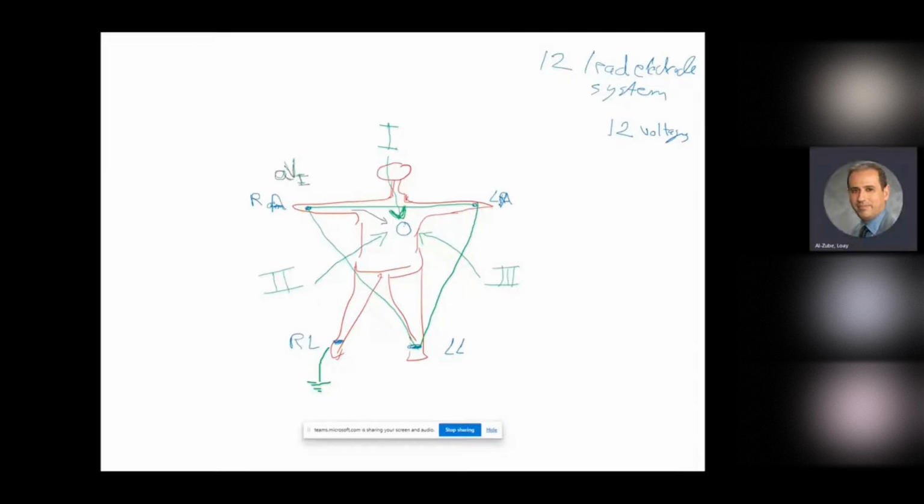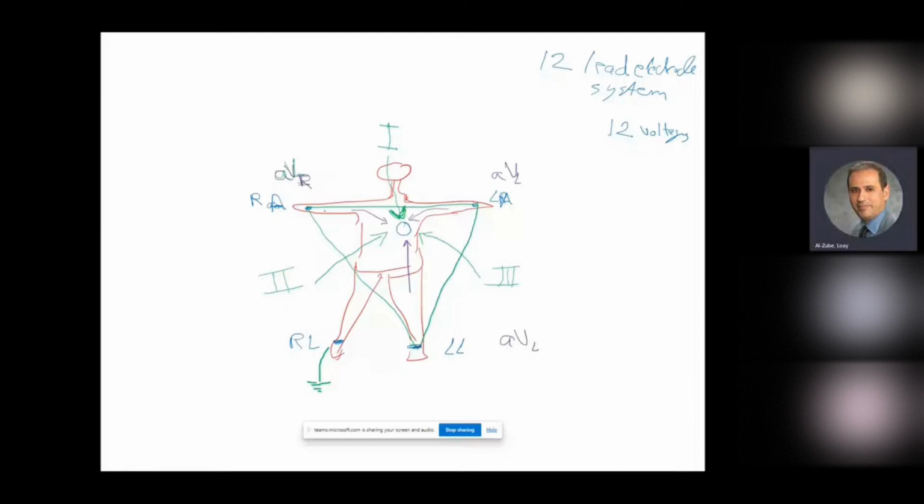Also, we're looking from the left arm, and again, it's far away from the heart, and we need to make sure that we augment it. So we multiply it with a value using the operational amplifier, and I'm looking at the heart from this location, and that's called AVL. You can say AV left, augmented voltage from the left, and the same thing happens here, AV from the left leg. So from this location, as if I'm looking at the heart from this point.